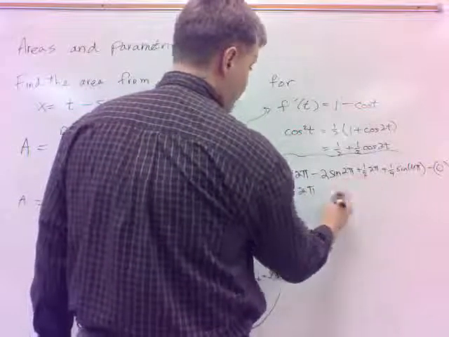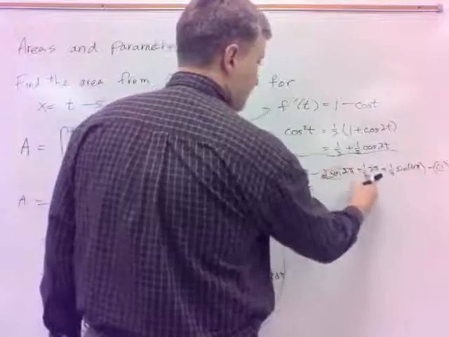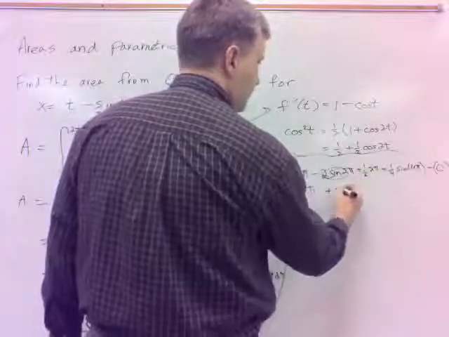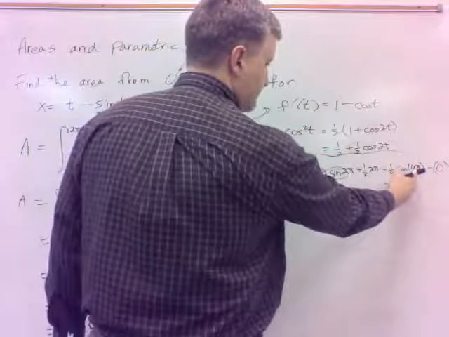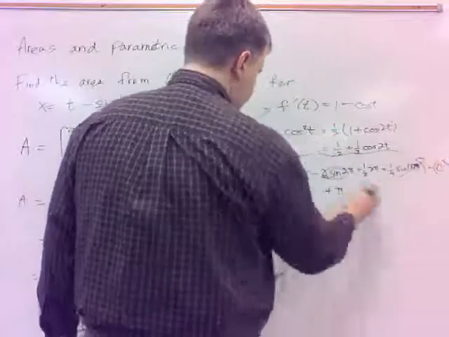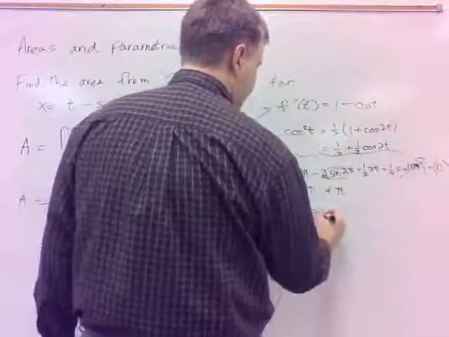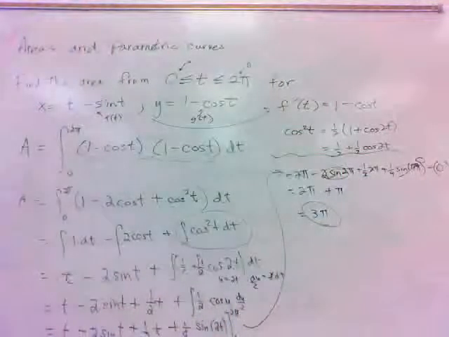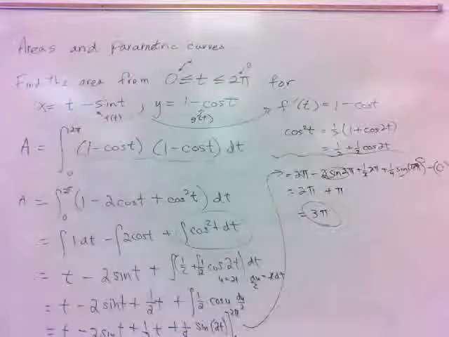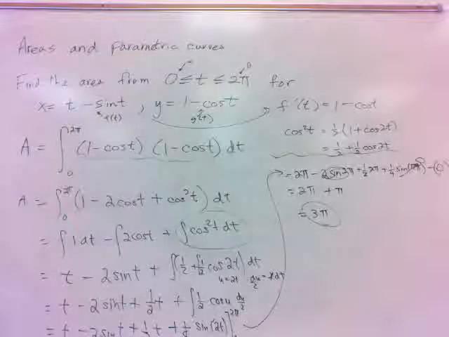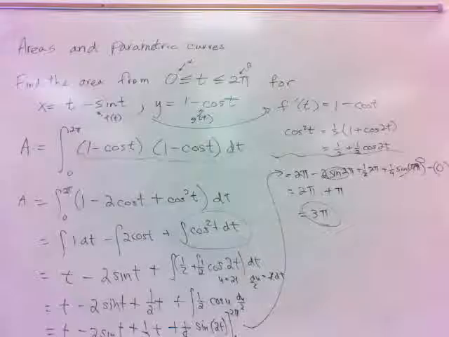All right, so we've got 2 pi. Sine of 2 pi is 0, so that's 0. That would be pi. Sine of 4 pi is 0, so that's 0. So that's just 2 pi plus pi. It's 3 pi. So the area here is 3 pi. All right?